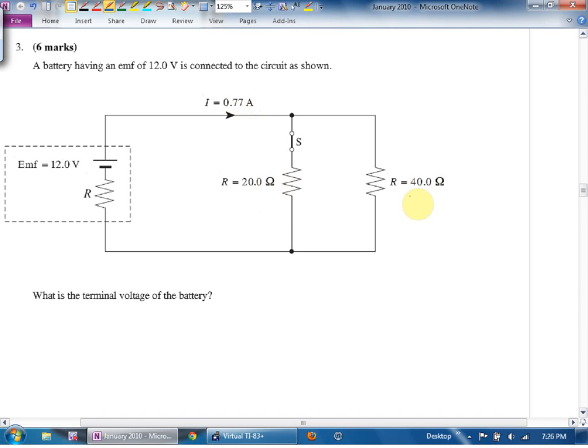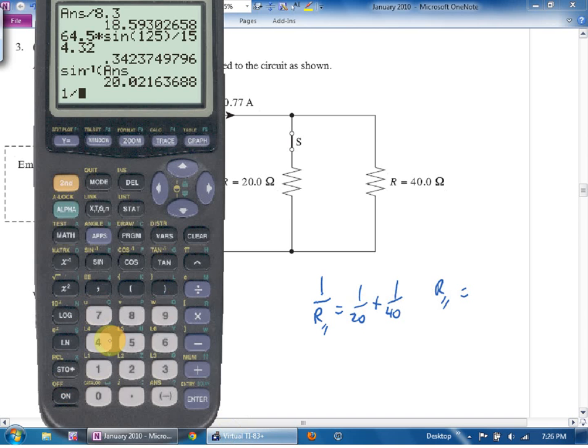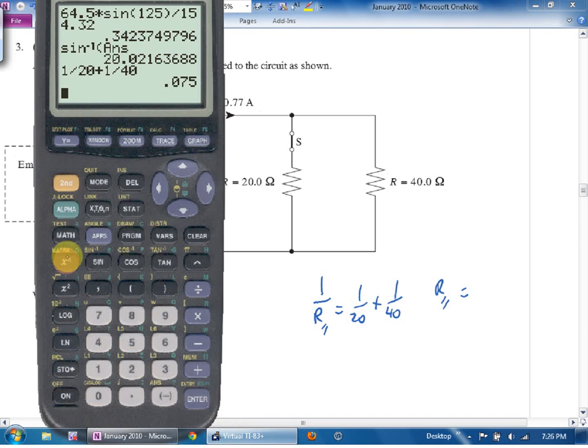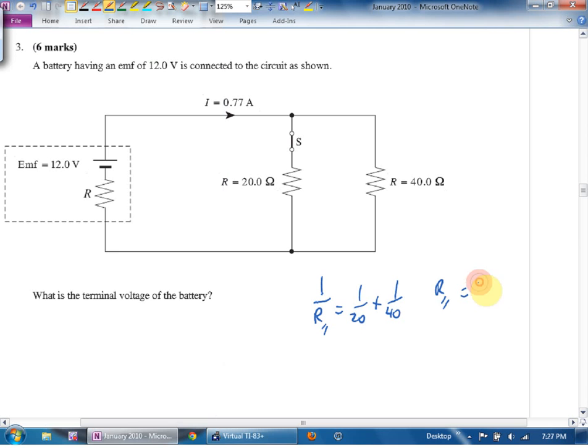These two resistors, are they in parallel or are they in series? They're in parallel. That means I can replace this with one single resistor if I want to. 1 over R parallel is 1 over 20 plus 1 over 40. 1 over 20 plus 1 over 40 is that. Take the reciprocal. That's the same as 13.3333. And I'll carry a few extra sig figs. That's the same as a 13.333 ohm resistor.